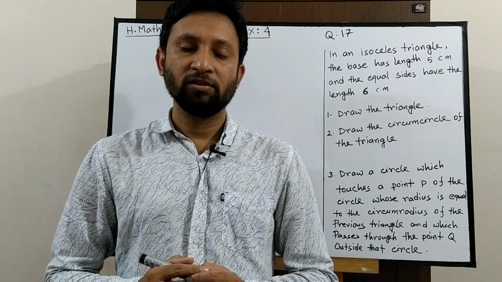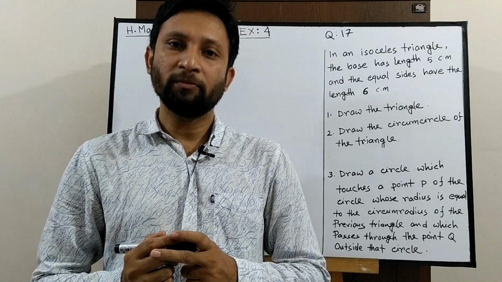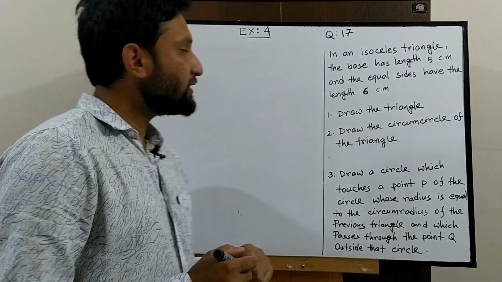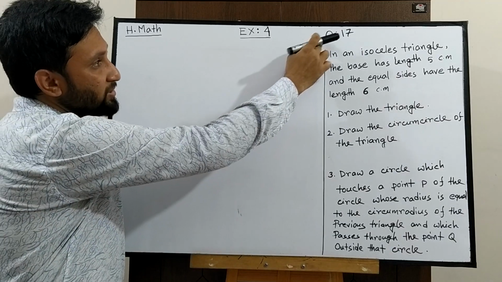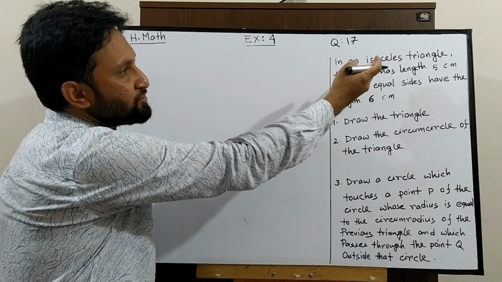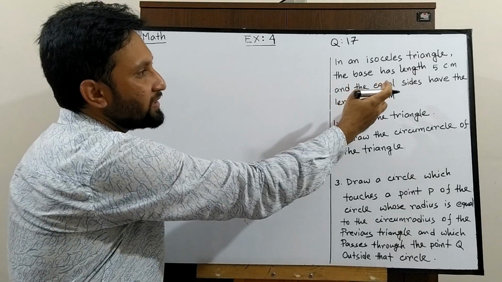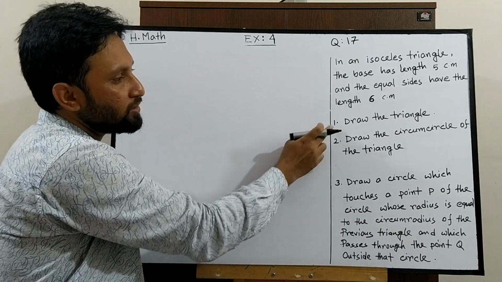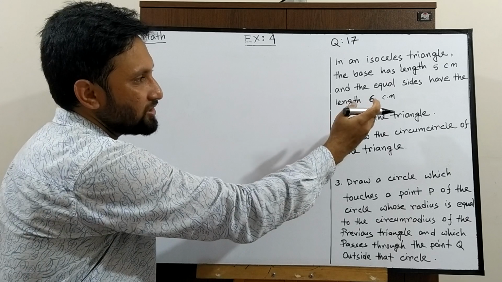Today I am going to discuss two creative questions of construction from your higher mathematics, exercise 4. Let's start. Here I have written CQ question number 17 from exercise 4. The question is: in an isosceles triangle the base has length 5 cm and the equal sides have length 6 cm. By using this statement we have to solve questions 1, 2 and 3. Now first one, draw the triangle.